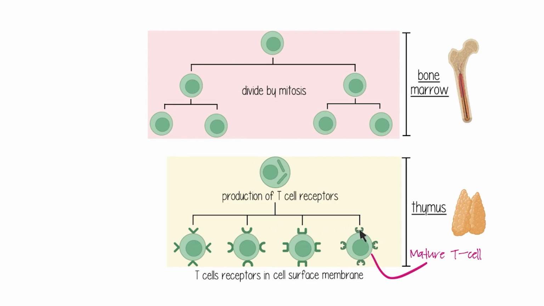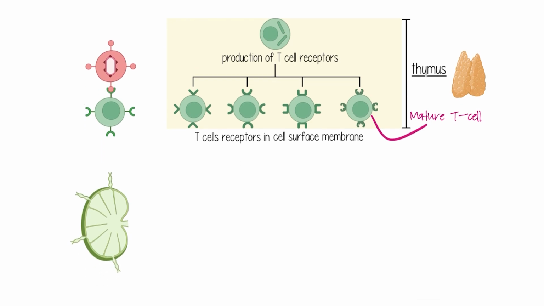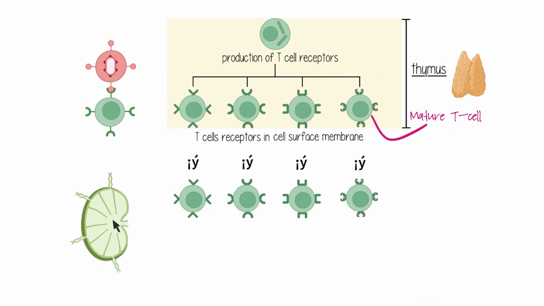Each of these receptors will be specific for only one type of antigen, so all of these different mature T cells will bind to different specific antigens. You see, it's the shape of the receptor that determines which antigen it's going to be able to bind to. And since this shape is unique on each of these cells, they will all bind to different specific antigens. Only if the shape of the antigen is complementary to the shape of the receptor will they be able to bind to each other. Now, once the T cells are mature, they're then going to migrate to the lymph nodes.